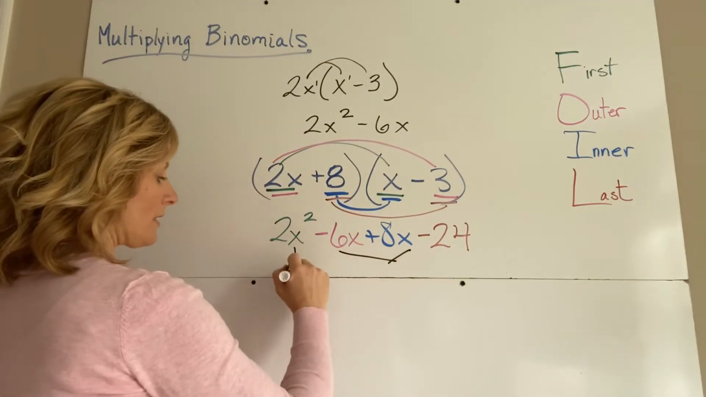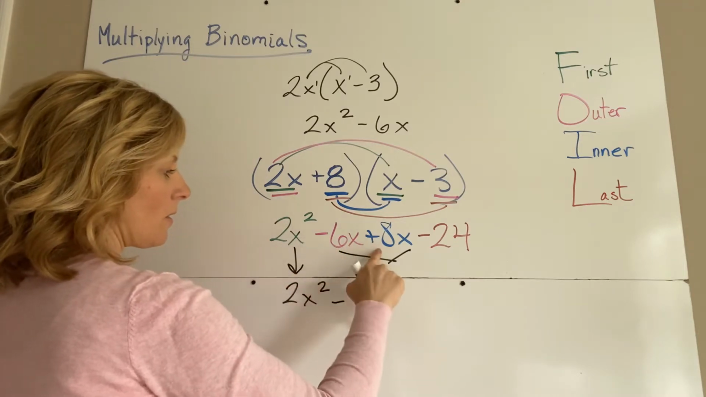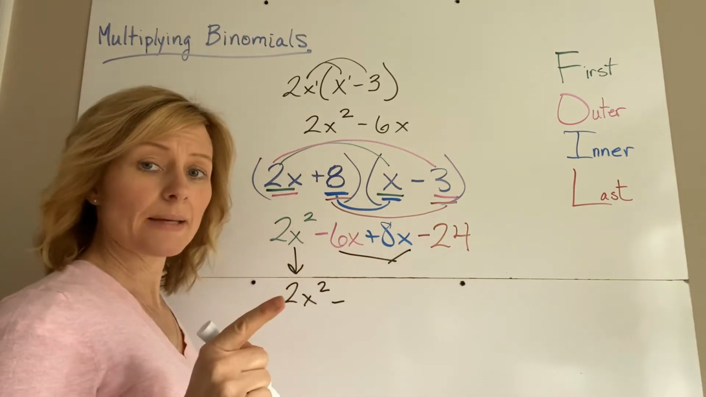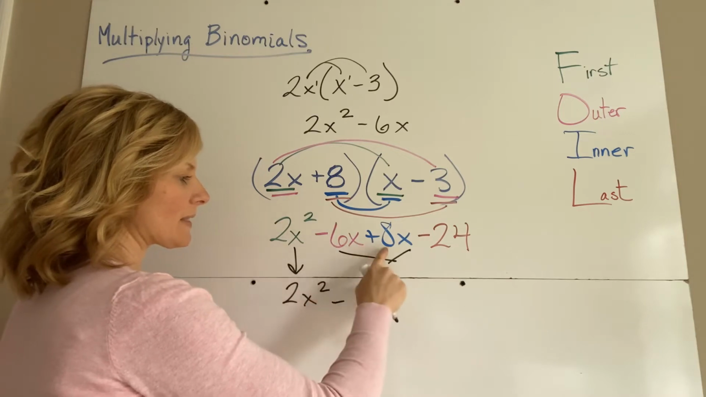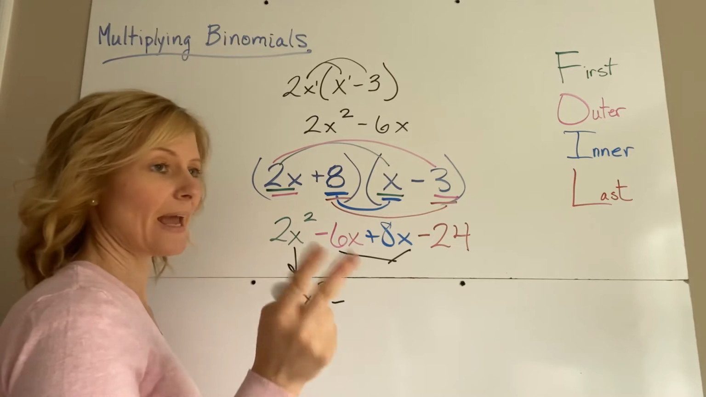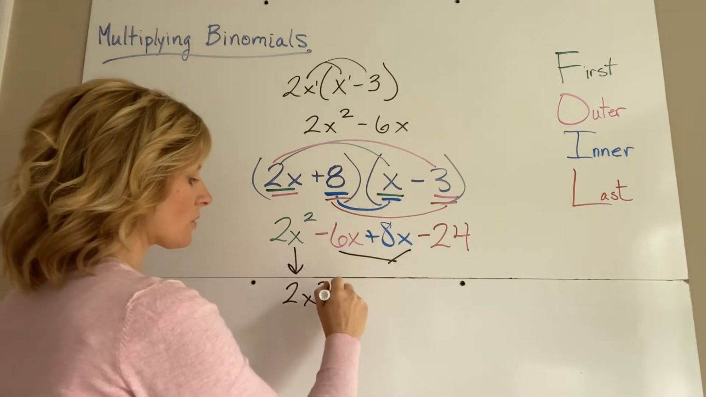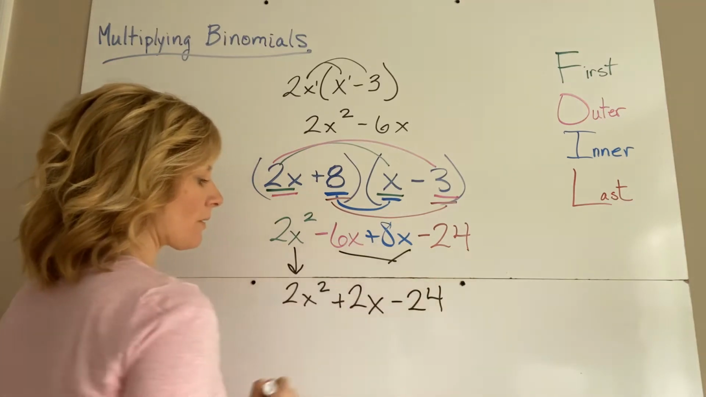So we're going to bring everything down. 2x squared minus a negative 6x and a positive 8x. I know that they're the same terms because they both have just a single x. So now I'm just worried about the negative 6 and the positive 8. Remember, my terms are opposite, so I'm going to subtract. 8 take away 6 is 2, and I have more positives. So this is actually plus 2x minus 24.